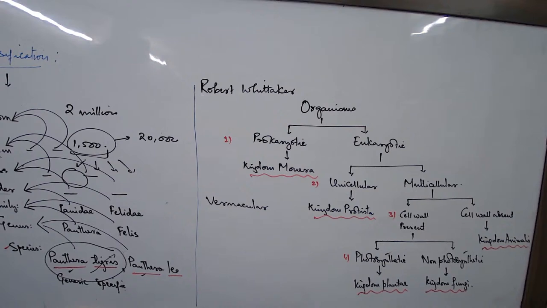Next, what are we going to learn? Kingdom Plantae has got various groups. What are the 5 subgroups of kingdom Plantae? Let us talk about the first group. What is the first group of kingdom Plantae? Thallophytes.